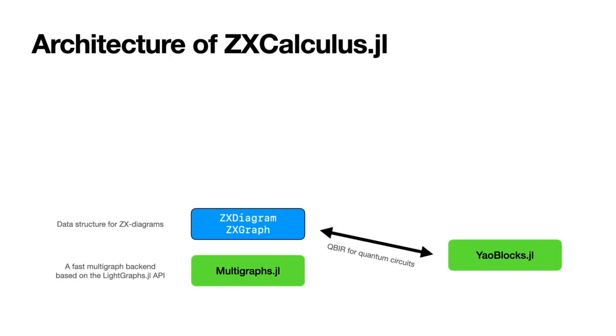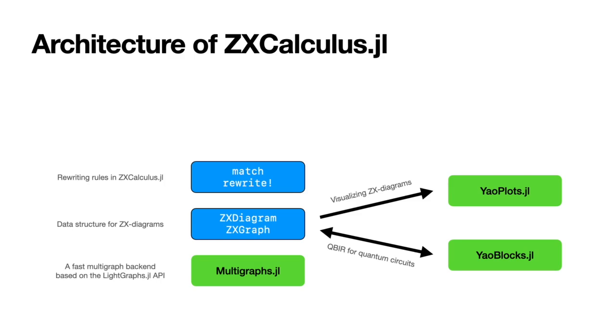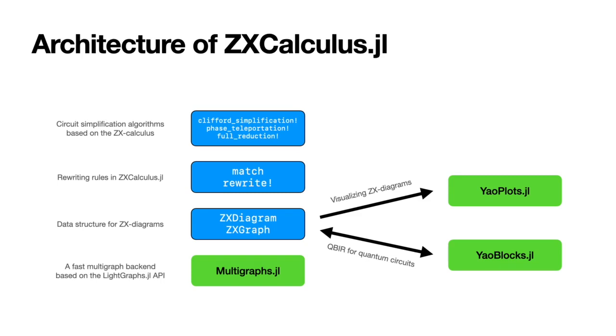Moreover, you can convert quantum circuits, which are defined in Yao, an efficient and extensible quantum simulator in Julia, to ZX diagram. And you can use the YaoPlots.jl package to visualize ZX diagrams in ZXCalculus.jl. We provide APIs for matching and applying rules. Based on these rewriting rules, we developed some state-of-the-art circuit simplification algorithms.